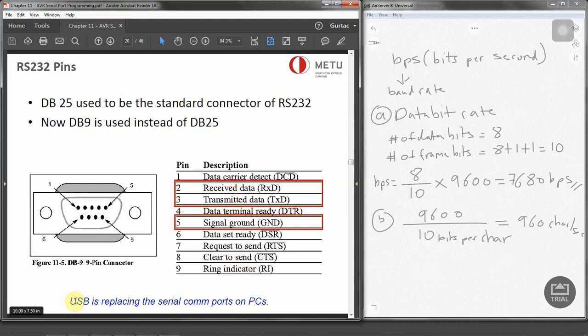And nowadays USB is replacing the serial communication ports on PCs, and you can find these RS-232 pins on old computers and on microcontrollers and so on. So as we understood the communication protocol or the standard that we are using for serial communication, now we can move on to how these connections are going to be done.